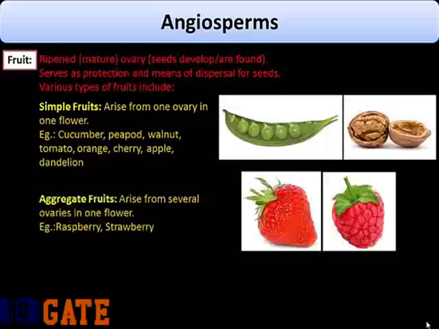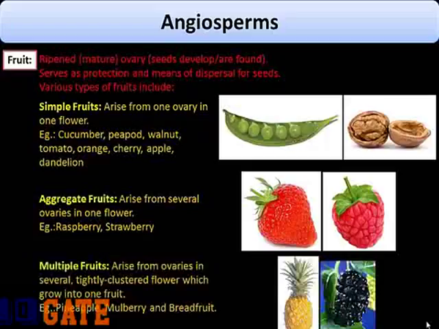Aggregate fruits arise from several ovaries in one flower. Examples include raspberry and strawberry. The multiple fruits arise from ovaries in several tightly clustered flowers which grow together into one fruit. Examples include pineapple, mulberry, and breadfruit.